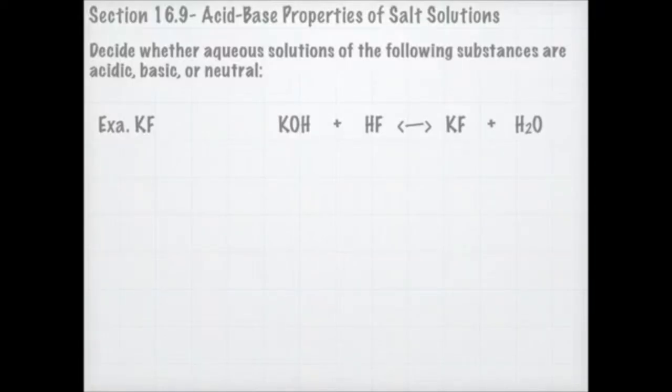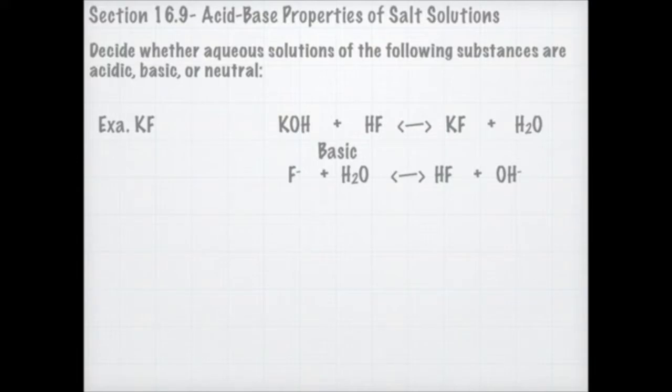And so as a result, the answer is that the solution is going to be basic. Let's make sure we understand why. What I could ask you to do would be to write the hydrolysis reaction for this fluoride ion. So I would take fluoride and see how it reacts with water. I know it's going to be a base, so since bases accept, it's going to become HF, and water will become hydroxide.